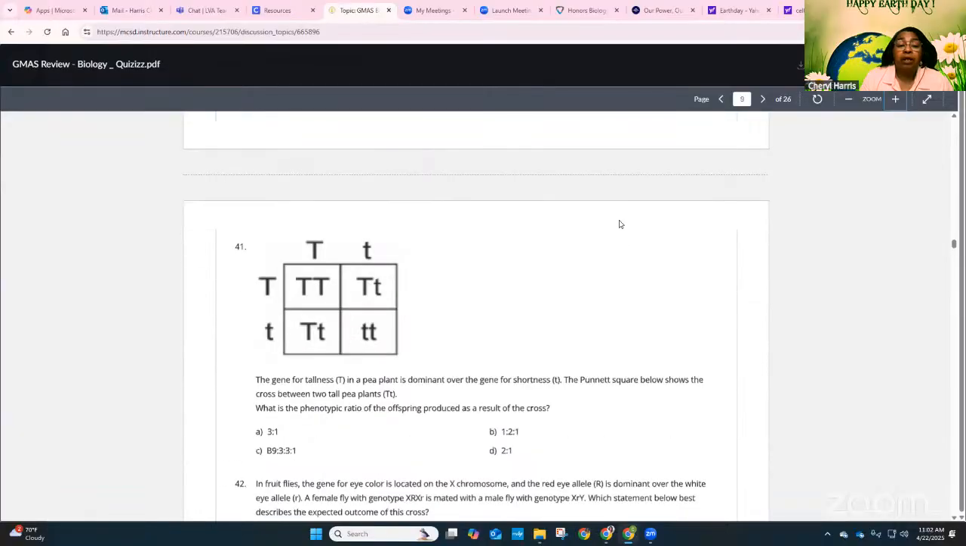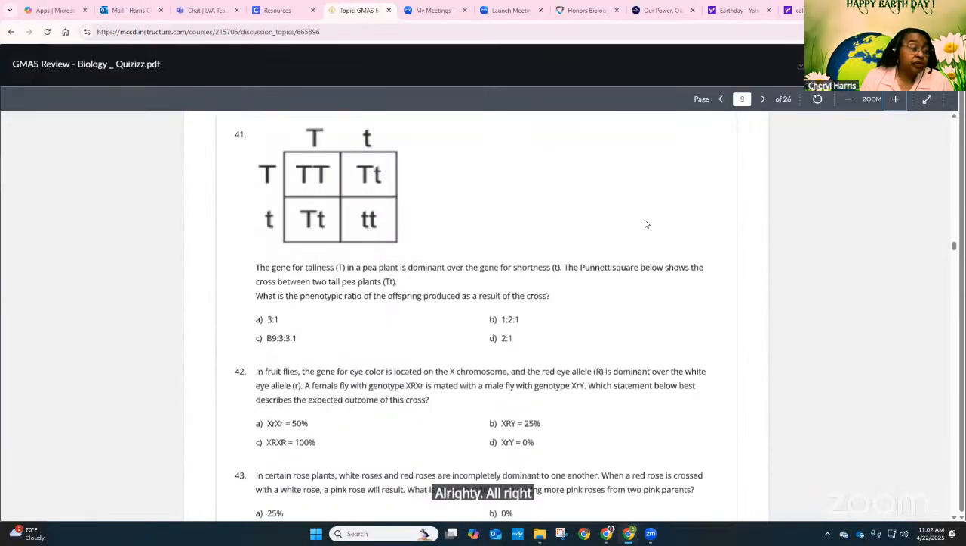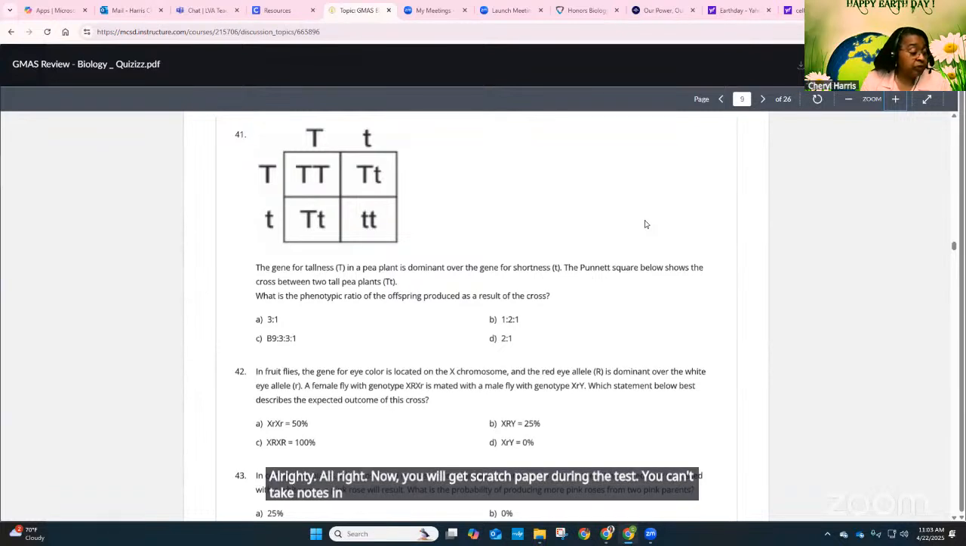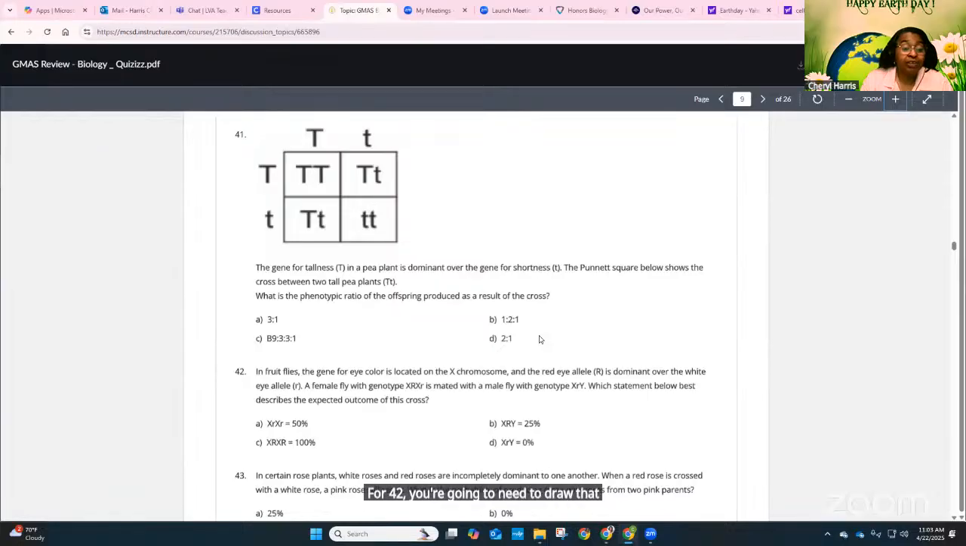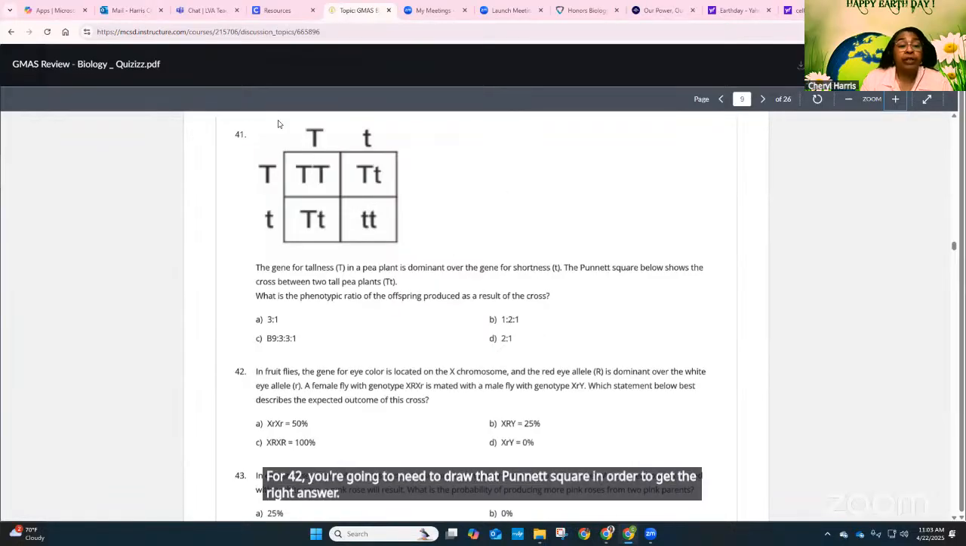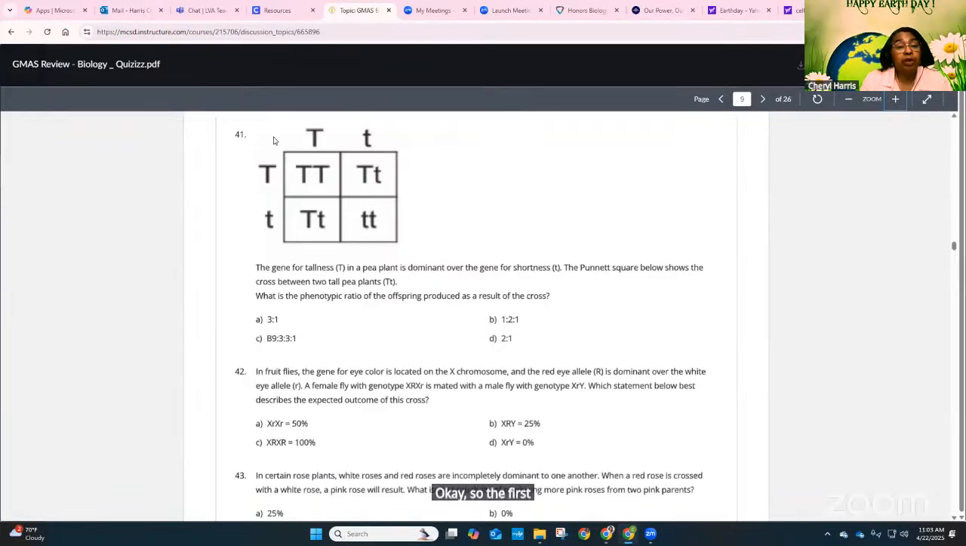All righty. Now, you will get scratch paper during the test. You can't take notes in with you, but they will give you paper just to write on. And you need to do this. For the first one, they've drawn the Punnett square for you. The second one, for 42, you're going to need to draw that Punnett square in order to get the right answer. Okay, so for the first one you need to remember that the gametes across the top are from the father, the gametes across the side are from mom.